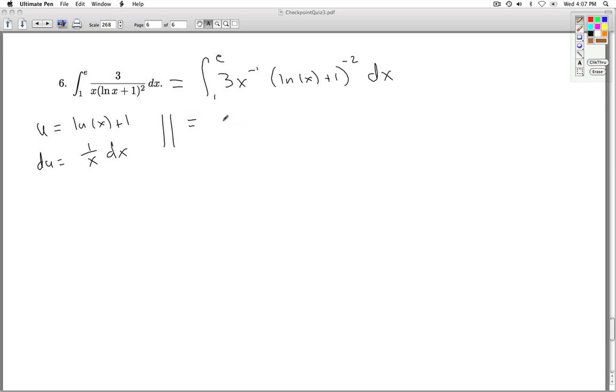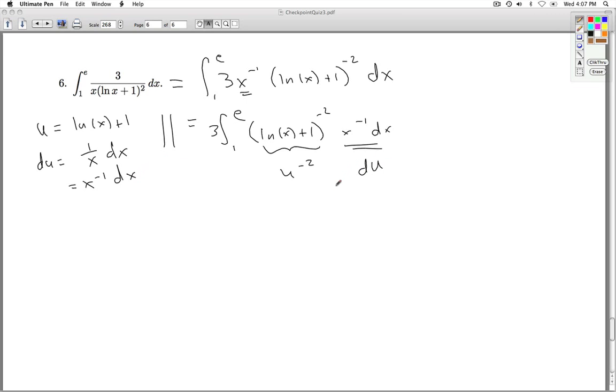So I'm going to try to rewrite this now, get everything into place. I'll take the 3 out as I usually do. I've got my quantity there. That's going to be u to the minus 2. And look at what I have left over. I've got the x to the minus 1 dx. Well, if I rewrite this, that's exactly what I need for the du. So in the land of u, I have 3 times the integral u to the minus 2 du.